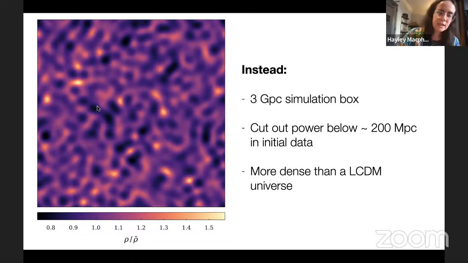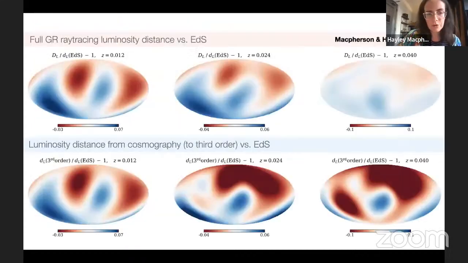I wanted to do the ray tracing and see how well the cosmographic luminosity distance captured a slightly more realistic model universe. And so this is the same plot we saw before, except we're looking at much lower redshift now. So we're looking at 0.01, 0.02, and 0.04. And we can see that when we add more small scale structure, this cosmographic relation really doesn't do as good of a job. We can see that at 0.02, it's already failing with respect to the exact luminosity distance.